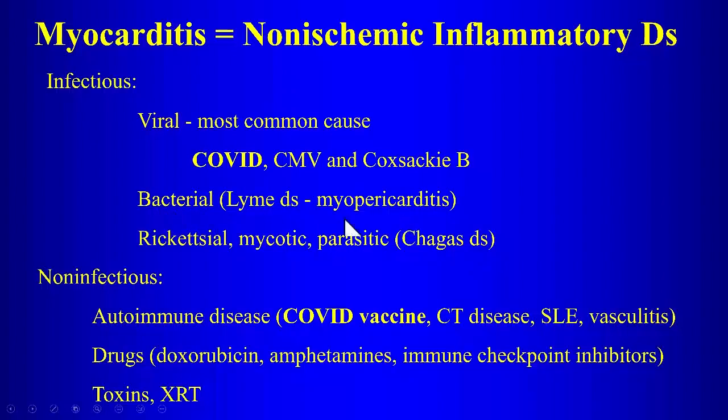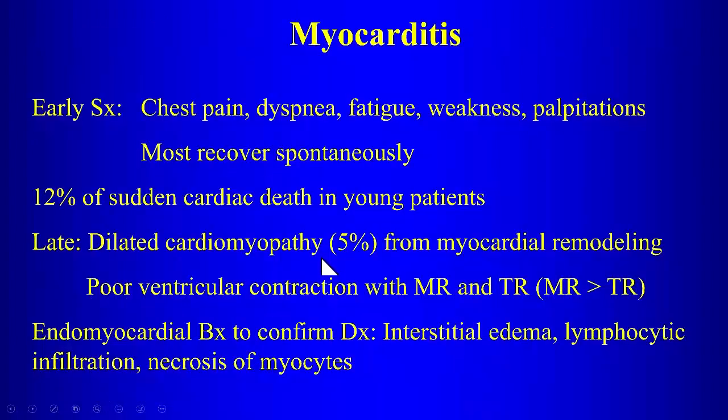There are other infections that can also result in myocarditis. Non-infectious causes include autoimmune disease; again, we can see it associated with COVID vaccination. Connective tissue diseases, lupus, vasculitis can also be associated with myocarditis. Certain drugs can be associated with it too: immune checkpoint inhibitors for patients on chemotherapy, toxins, radiation therapy. The symptoms are chest pain, shortness of breath, palpitations. Most patients, though, do recover spontaneously from acute myocarditis. It is said that 12% of sudden cardiac deaths in young patients is due to acute myocarditis.